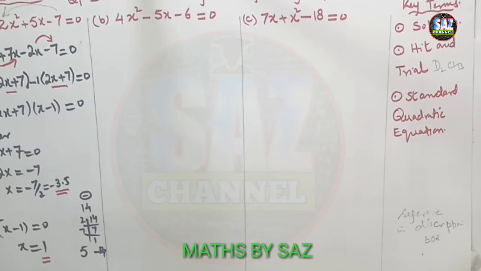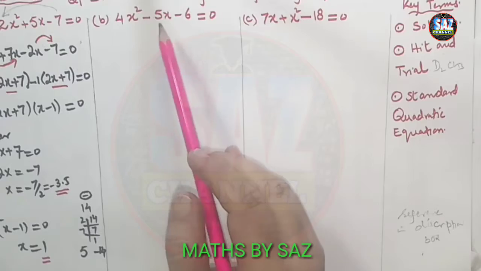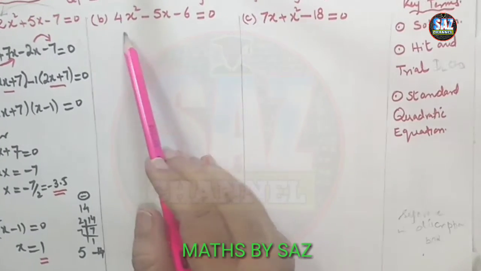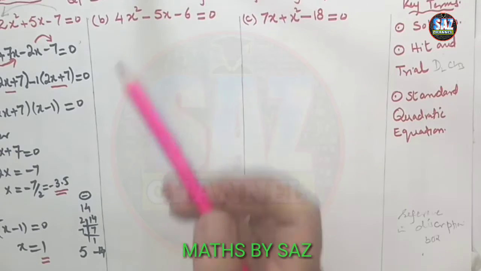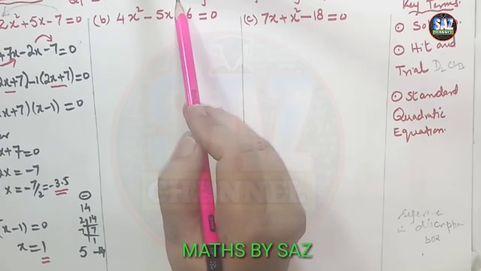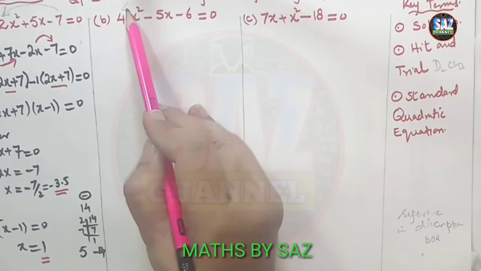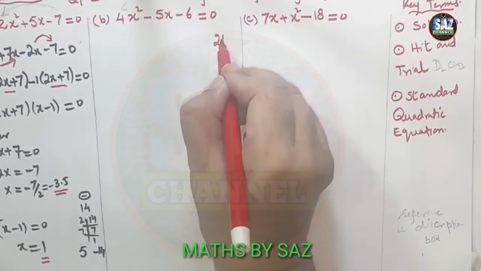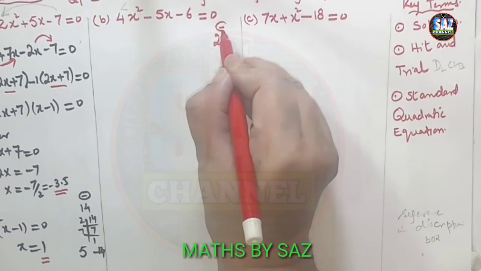Let's move to the second question. The second question is 4x square minus 5x minus 6 equals to 0. The question is in standard quadratic equation form. Multiply 6 with the coefficient of the square term. That will give me 24 with minus sign.